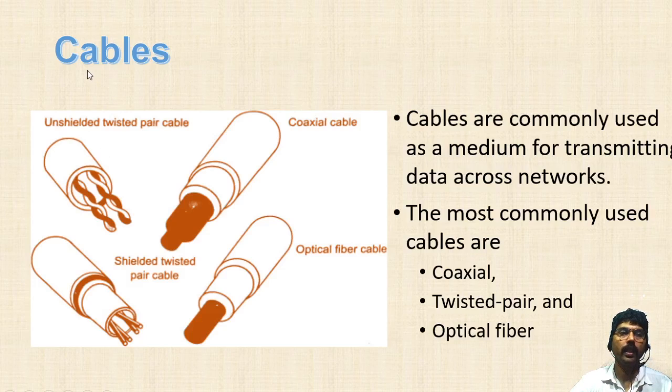The first one is called cables. Cables are a commonly used medium for transmitting data over a network. If I want to transmit some data, we generally use cables. The most commonly used cables are coaxial cables, twisted pair cables, and optical fibers. In today's world, coaxial cable is used very less.